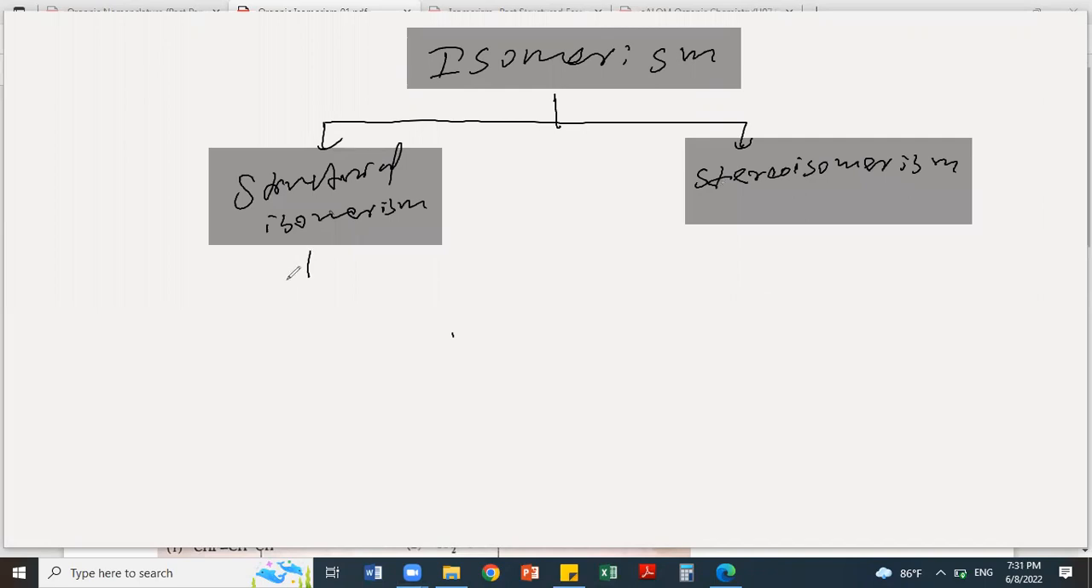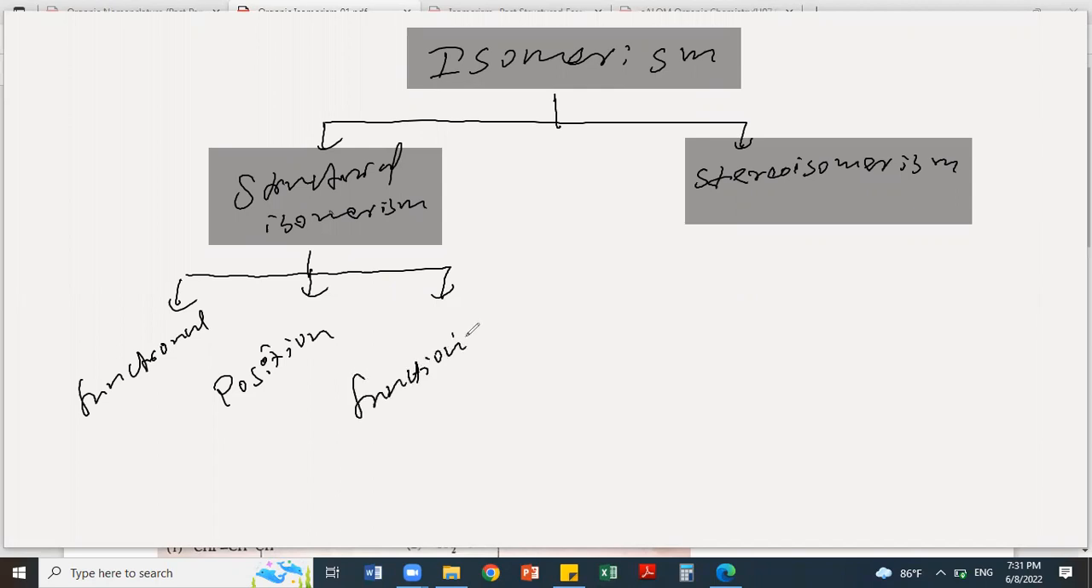The structure can be changed due to the changing of the functional group. Then we call it what? Functional isomerism. The structure can be changed due to the changing of the position of the double bond or triple bond or the functional group, because the OH group you can put at different places on the carbon chain. That is position isomerism. The other one is called functional group isomerism.